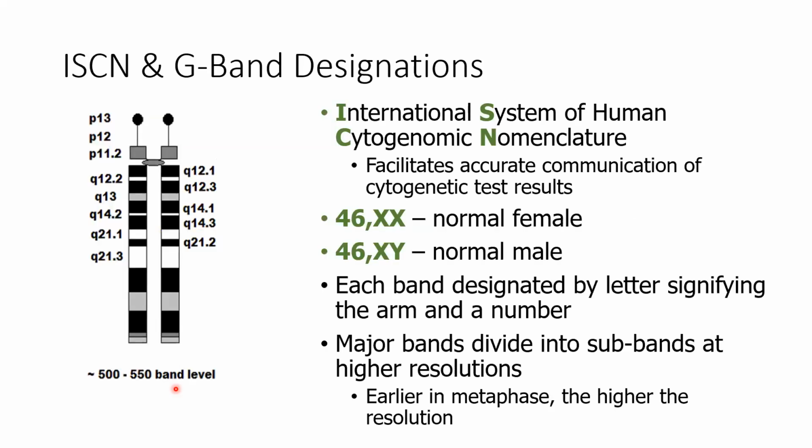Now, we'll have a whole other lecture on ISCN, but I needed to introduce it today. So, the International System of Human Cytogenomic Nomenclature. What that does is facilitate communication of cytogenetic test results between labs, between different groups, different doctors, et cetera. In the early days of clinical cytogenetics, I think each lab had their own system of how to name an abnormality they were seeing. So it became apparent very early on that there needed to be an international system.